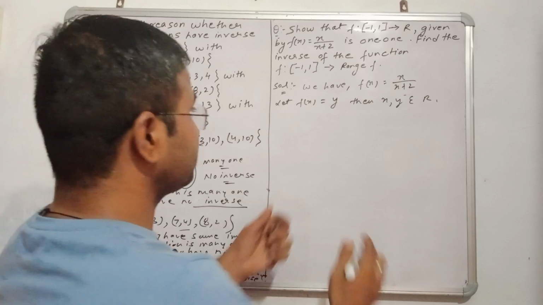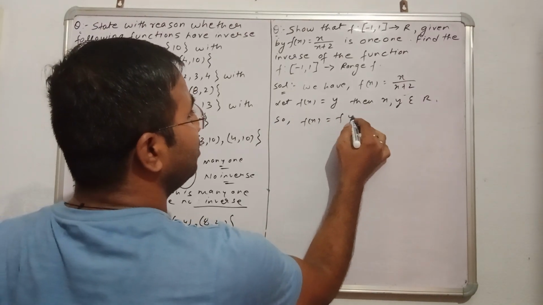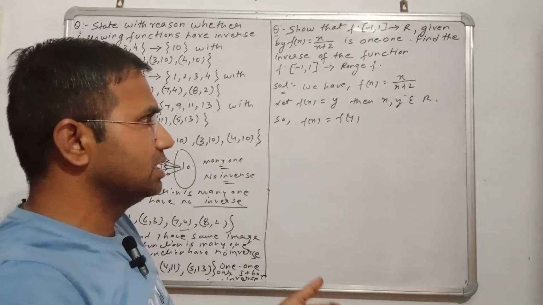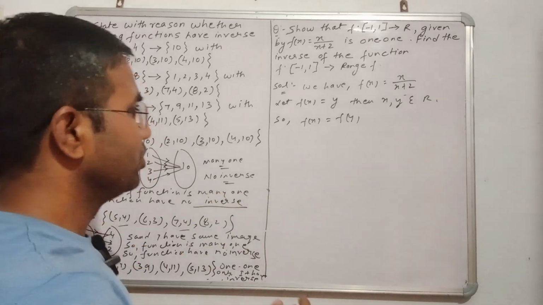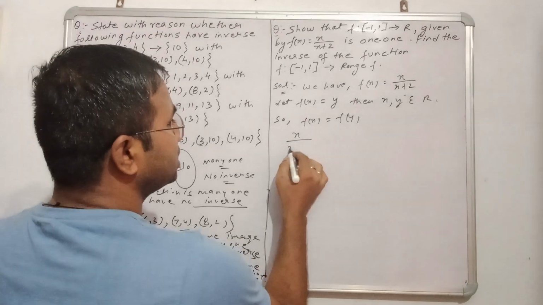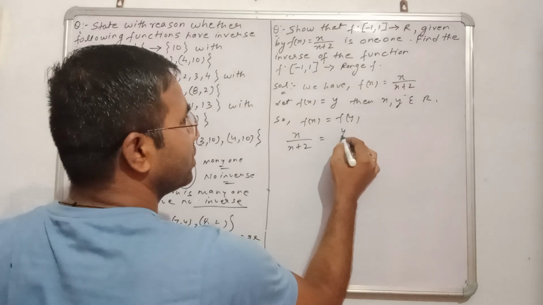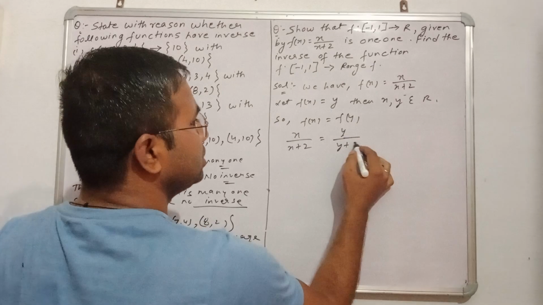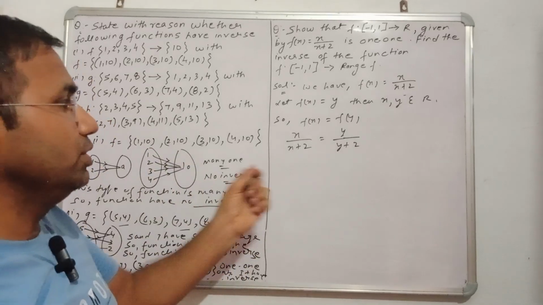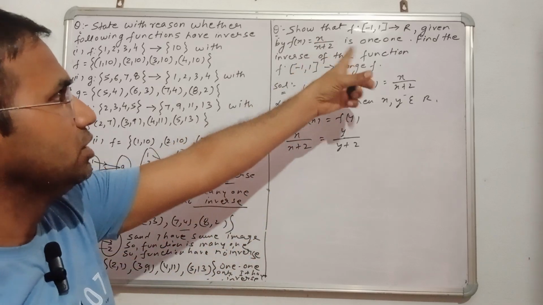It means f(x) = f(y) will be there. Means if you put y in place of x, then you will get the same value. So now what we will do: f(x) is x upon x plus 2. Now f(y) will be, in place of x, write y, y upon y plus 2. Now take the cross multiply. If you get x equal to y, then you have shown that it is a one-one function.